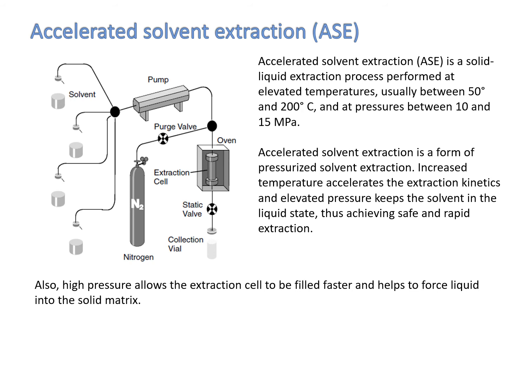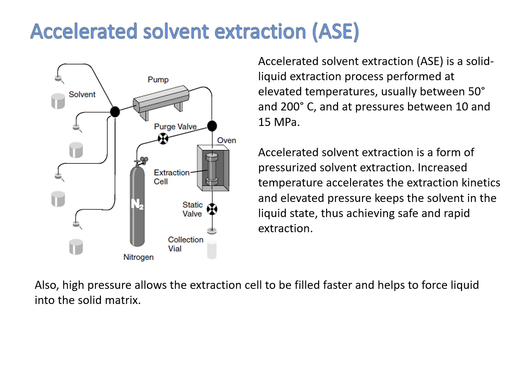So class, let's move on to the ASE method. Basically the ASE method is a solid liquid extraction process performed at elevated temperature, usually between 50 and 200 degrees Celsius, at a pressure between 10 and 15 megapascal. So ASE is a form of pressurized liquid extraction. The increase of temperature accelerates the extraction kinetics, and the elevated pressure keeps the solvent in the liquid state, thus achieving safe and rapid extraction.